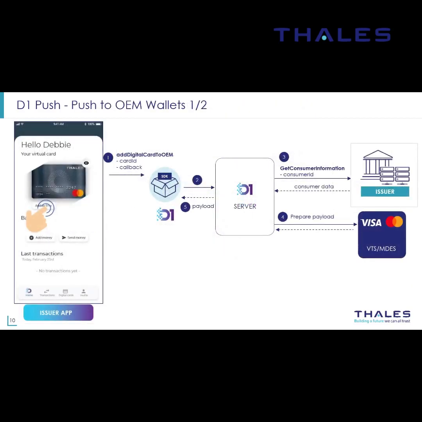Push to OEM wallets. The D1 SDK provides the Add Digital Card to OEM API, which is meant to be triggered when the end user clicks the Add to Wallet button for the particular card. The D1 SDK sends a request to initiate the push provisioning for the particular card to the D1 backend. The D1 backend retrieves consumer information from the issuer backend and prepares a push provisioning payload for the particular TSP. All this information is then returned bundled to the D1 SDK.